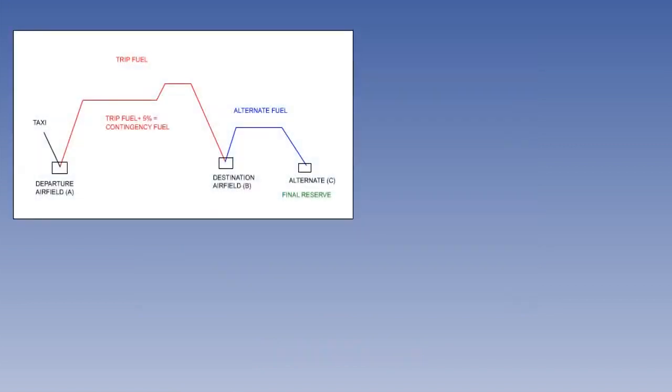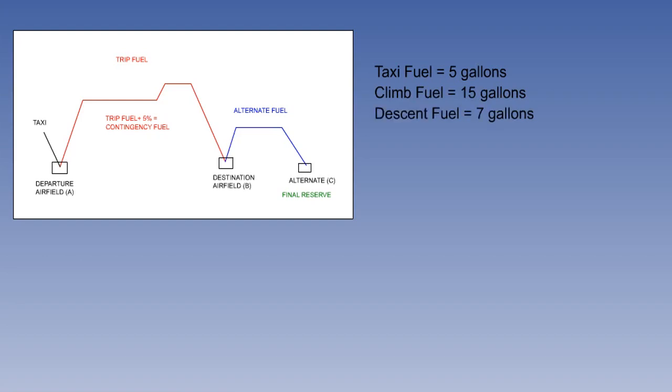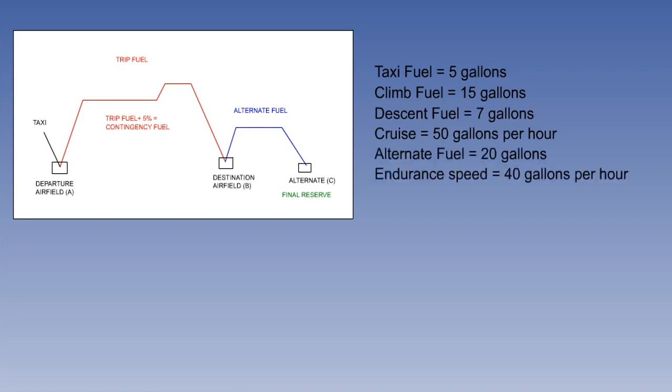Use the following fuel figures. Taxi fuel, 5 gallons. Climb fuel, 15 gallons. Descent fuel, 7 gallons. Cruise, 50 gallons per hour. Alternate fuel, 20 gallons. Endurance speed, 40 gallons per hour.